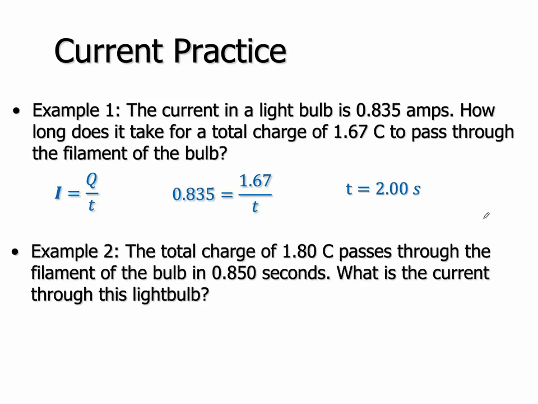One more example, I'd like you to try this one on your own. So pause the video if you're watching. Total charge of 1.8 coulombs passes through the filament in the bulb in 0.85 seconds. What's the current for this light bulb? Pause now if you'd like. All right, solving this one, just using our equation again, plugging in what we know. In this case, we know the charge, we know the time, and so we very quickly can calculate the current for the light bulb, about 2.12 amps.